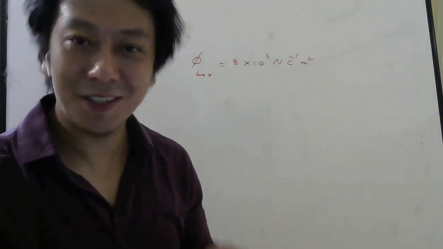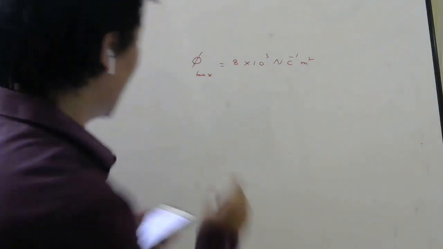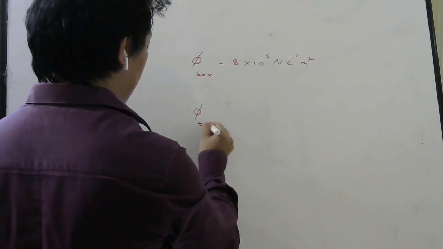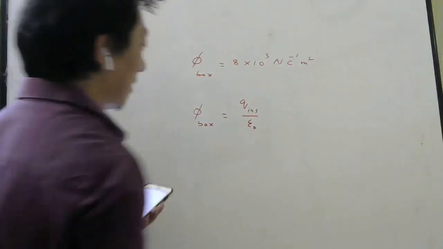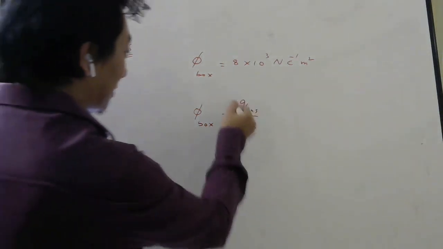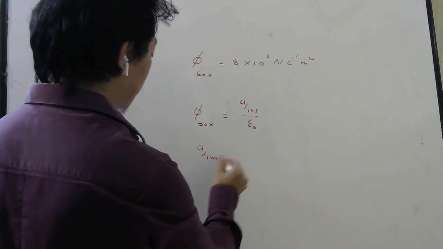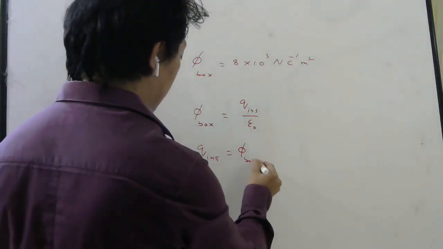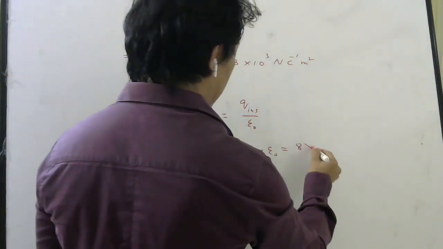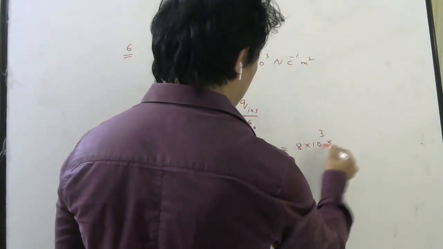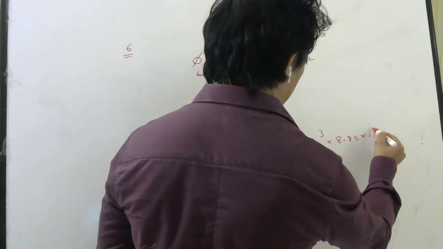Since it is a box, it is a closed surface. If it is a closed surface, we can use Gauss law. So flux through a closed surface is equal to charge inside by epsilon naught. They want you to calculate charge inside the surface, which is the box. So charge inside will be flux through the box into epsilon naught. Flux through the box is 8 into 10 power 3. Epsilon naught value is 8.85 into 10 to the power minus 12.